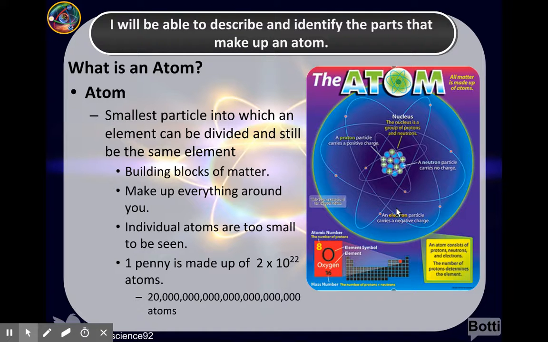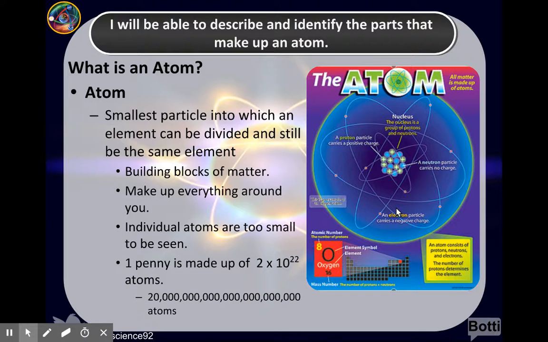So first of all, what's really important to know is what is an atom? An atom is the smallest particle into which an element can be divided and still be considered to be the same element. We'll talk a little bit more in the next lesson about elements and the characteristics of elements. But what you do need to know about atoms is that they are the building blocks of matter. If it's matter, if it takes up space and has mass, it is made up of atoms. So it makes up literally anything around you.